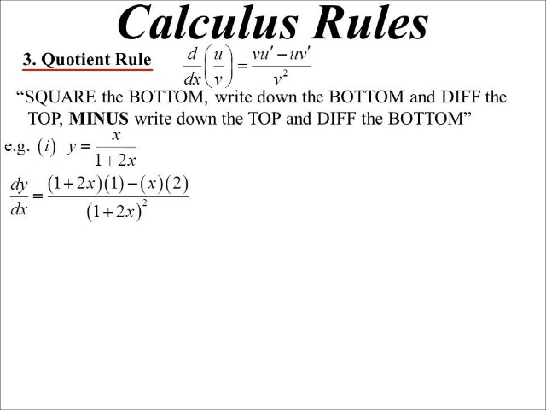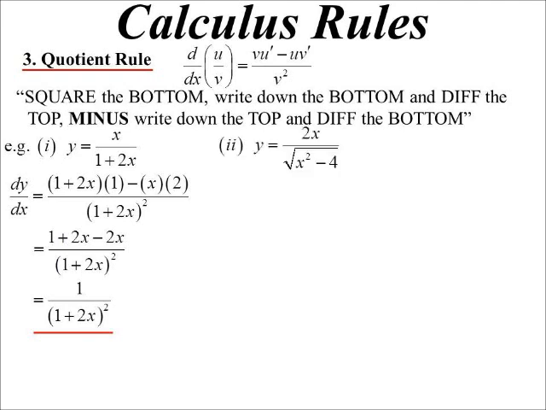Diff the top, 1. Minus, write down the top, x. Diff the bottom, 2. So the top of my fraction tidies up to be just 1. So 1 on (1 plus 2x), all squared. Square the bottom, write down the bottom, diff the top. Minus, write down the top, diff the bottom.